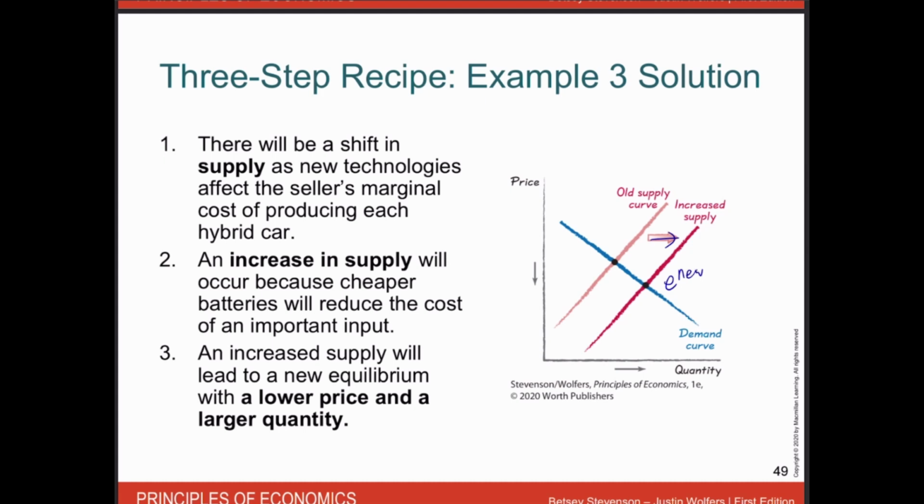So the equilibrium point is in here. Let's compare the equilibrium point with the old one. What happened? They have a decrease in price. At the same time, they have an increase in quantity, right?